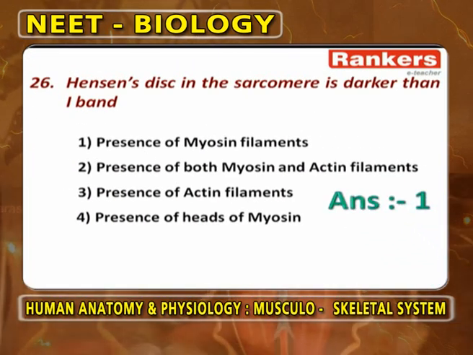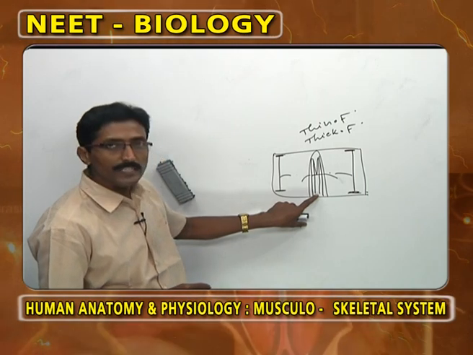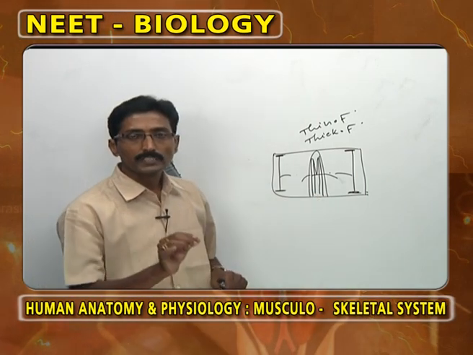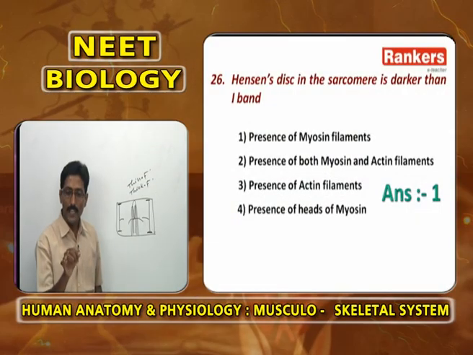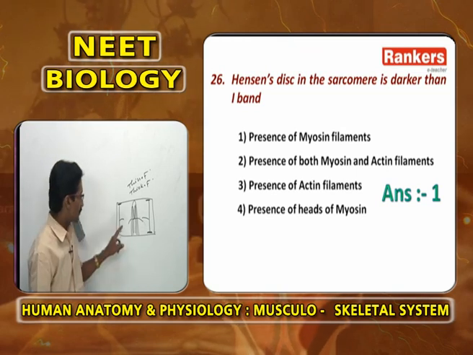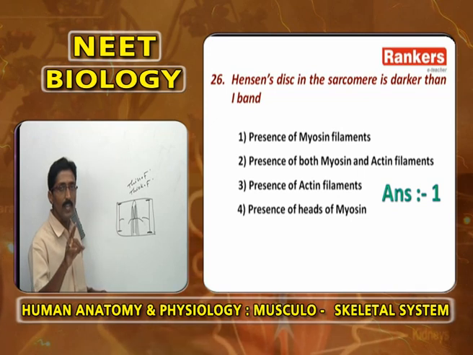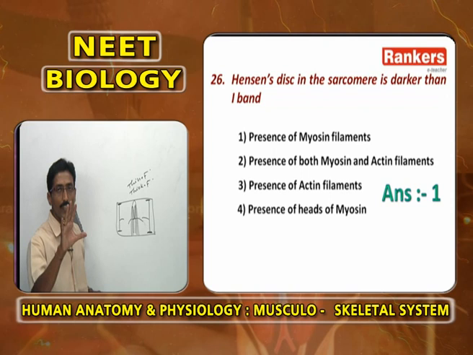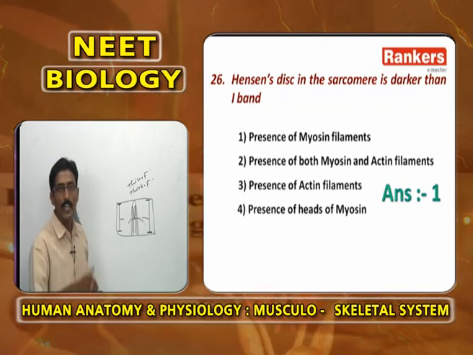Hensen's disc. Now what is Hensen's disc? This is the A band. In the center of A, what is present? The H zone. That is called Hensen's disc. Hensen's disc in the sarcomere is darker than the I band, because as we observe the I band, what is present? Actin, troponin, tropomyosin. These proteins' molecular weight is very low.